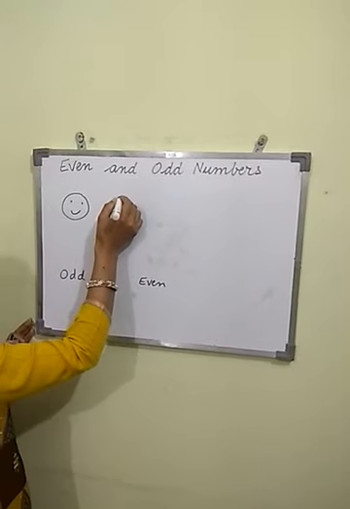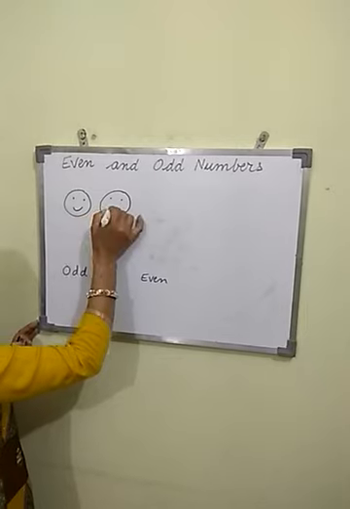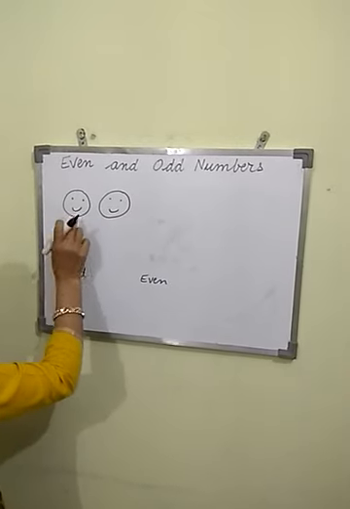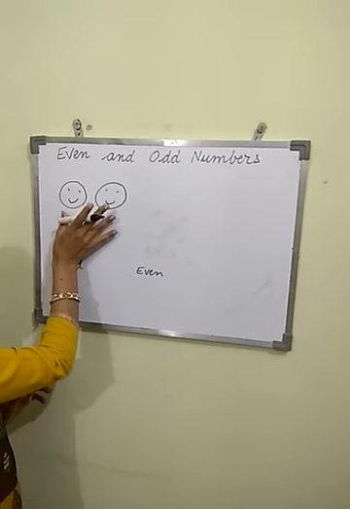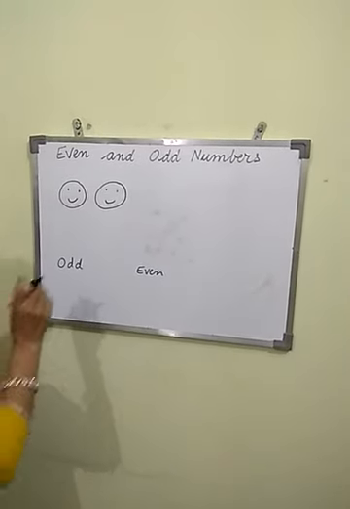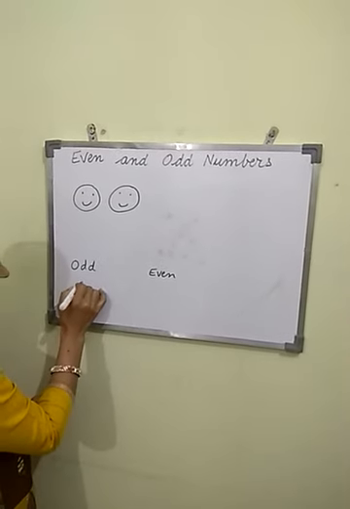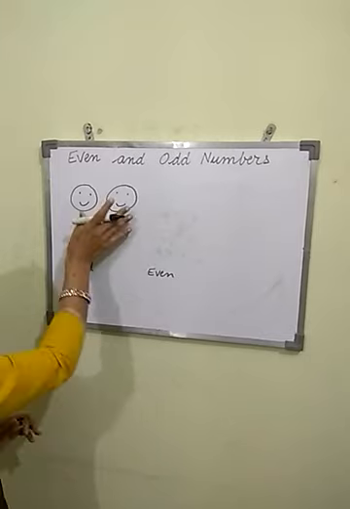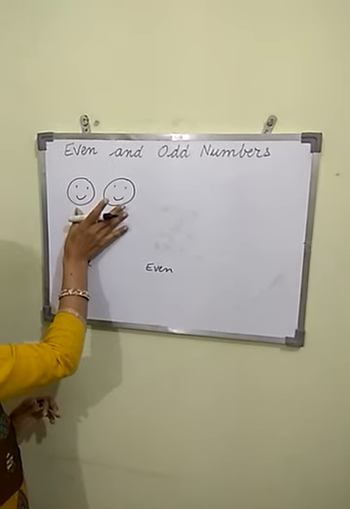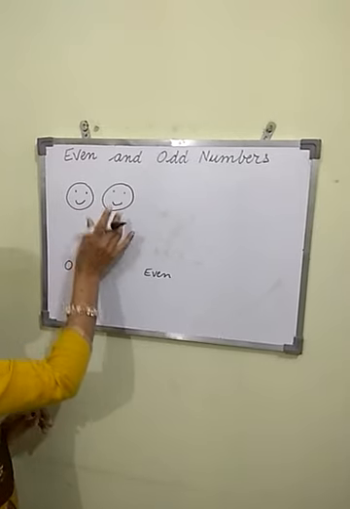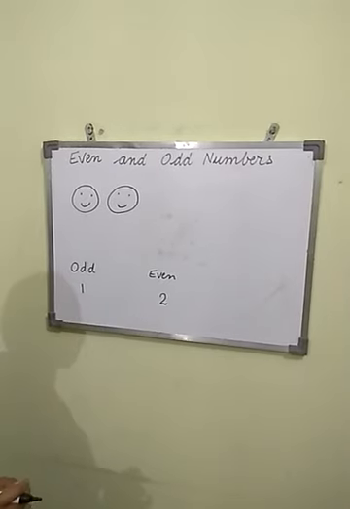Now another student comes. Mr. 1, Mr. 2. Now they make a pair and they are happy. Mr. 1 was feeling odd, and Mr. 1 and 2 together make a perfect pair. They are happy, which means they will come in even numbers.